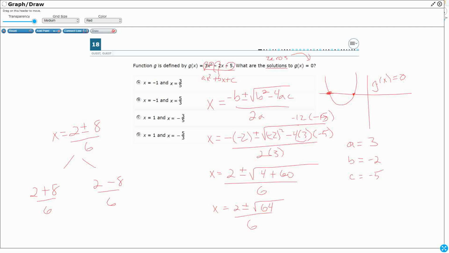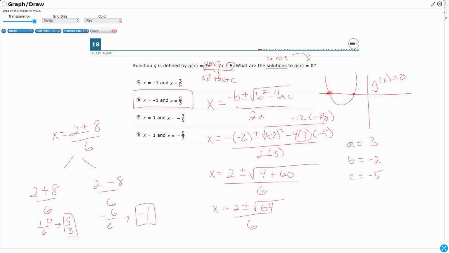We split out the plus and minus. That's where we get that from. So this becomes 10/6, which simplifies to 5/3. This becomes negative 6 over 6, which simplifies to just negative 1. So we're looking at a positive 5/3 and a negative 1. And we see 5/3 and 3/5 and 1 and negative 1 all over the place in the answer choices. We do see it here.